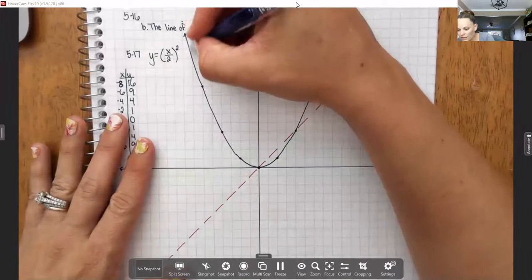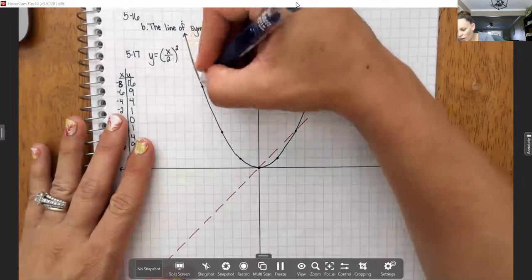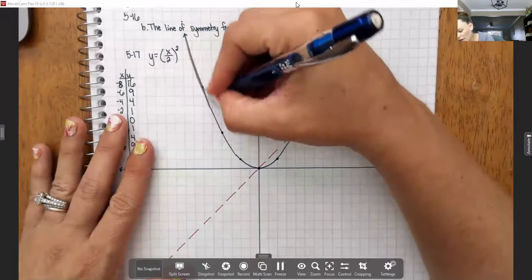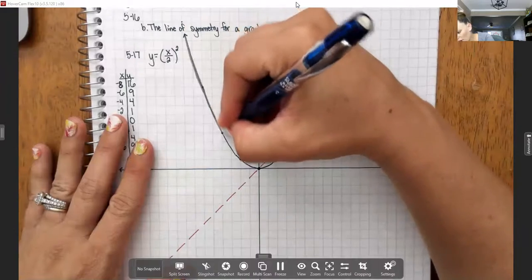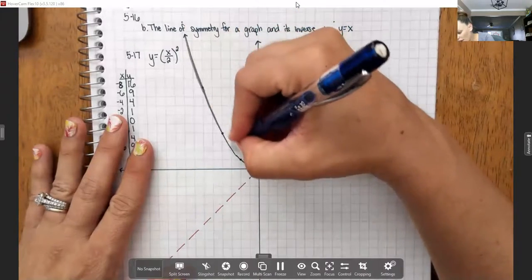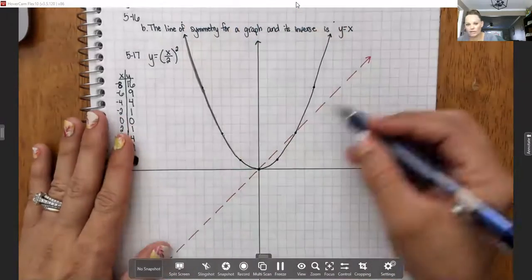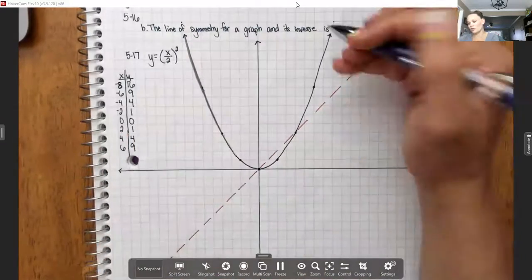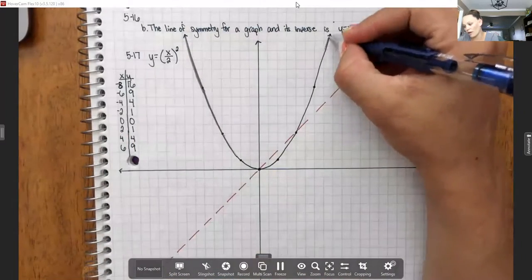So you're going to trace this parabola. Again, what you're going to want to do here, and hopefully it works, is fold your paper on this line of symmetry and then press it so that you'll be able to get the graph to rub off on the other side.